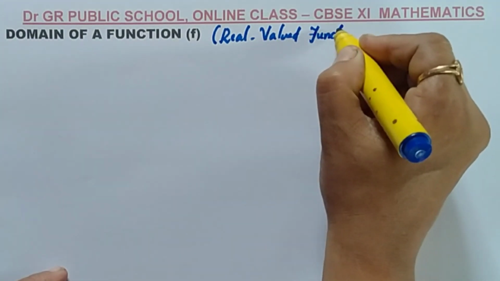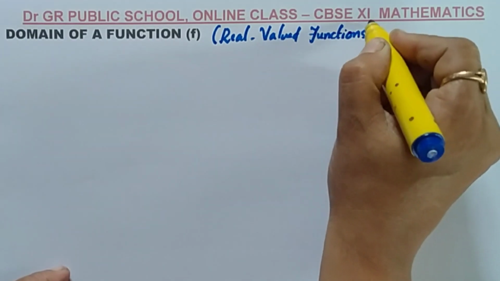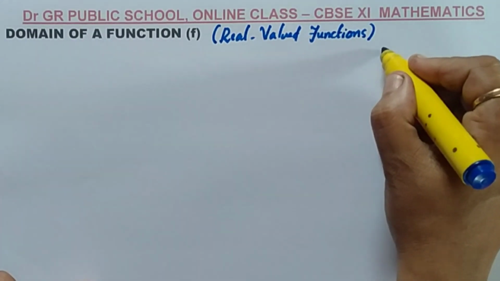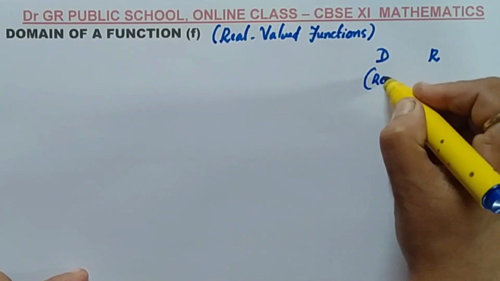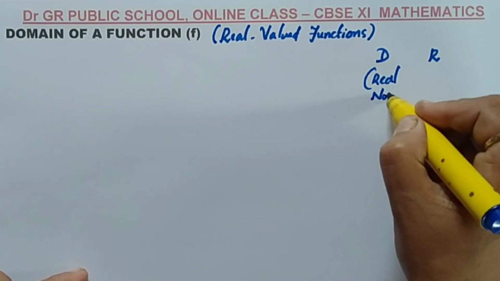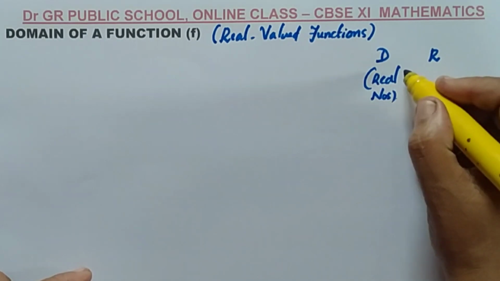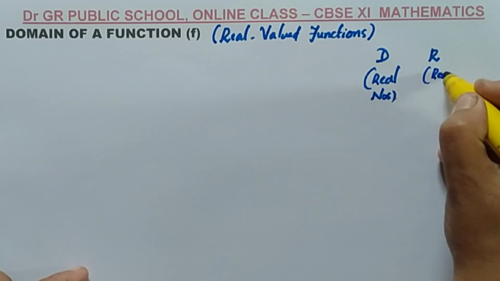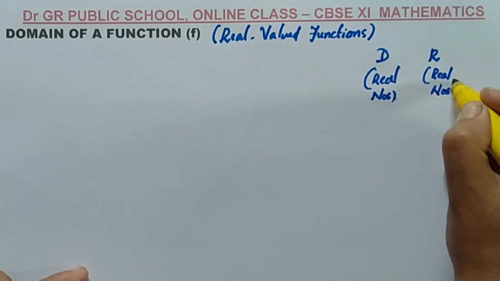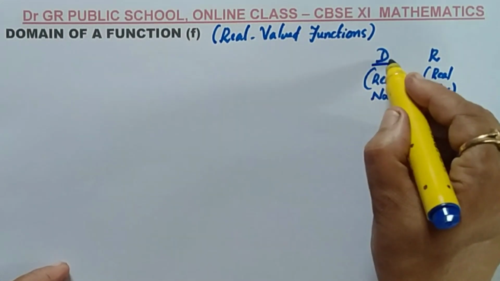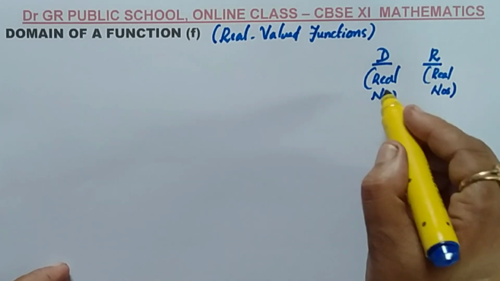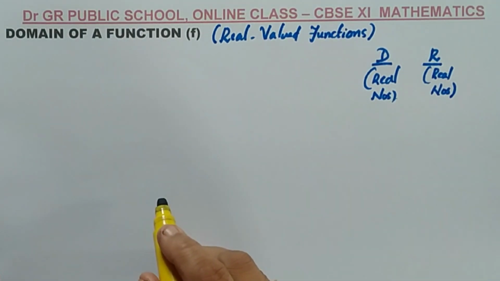What do you mean by real valued functions? A real valued function means nothing else: both the domain and range of the function will be real numbers. That is what we call a real valued function. Both the domain and the range are a set of real numbers. So, throughout this chapter, for all the functions, the domain and range are sets of real numbers.